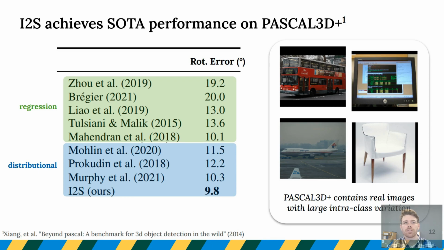We evaluate the accuracy of our method on the challenging Pascal 3D Plus dataset, which contains real images shown on the right. Since object symmetries were broken during the manual annotation process, we see that regression methods can be competitive to distributional learning methods. We find that our method, Image to Sphere, outperforms the baselines with a median rotation error of 9.8. We attribute Image to Sphere's performance to the improved generalization capabilities of the SO3 equivariant layers.